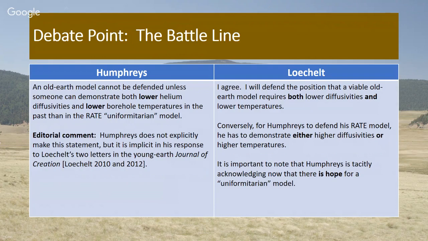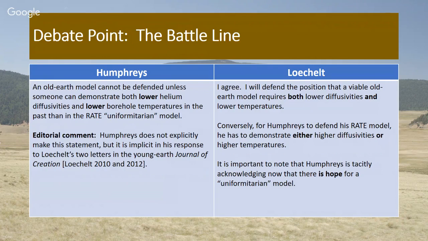And an important note is Humphreys is actually tacitly now acknowledging there is an alternative. There is another model that, if these two things can be demonstrated, is a viable model.